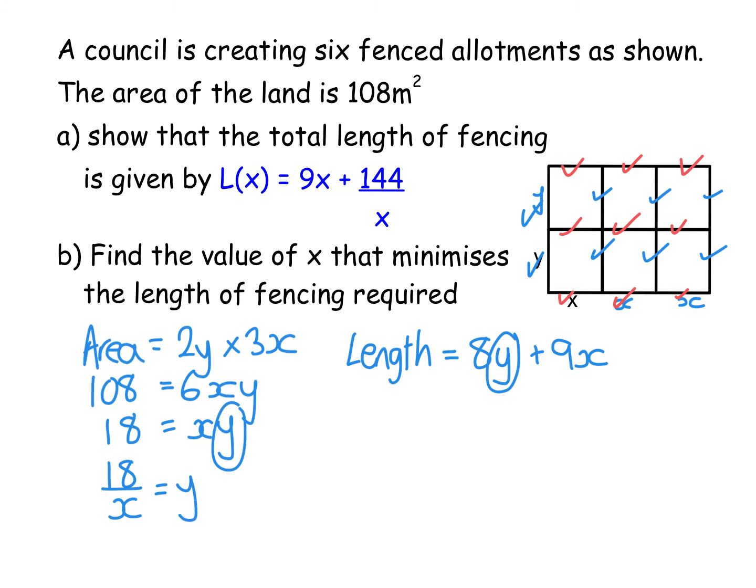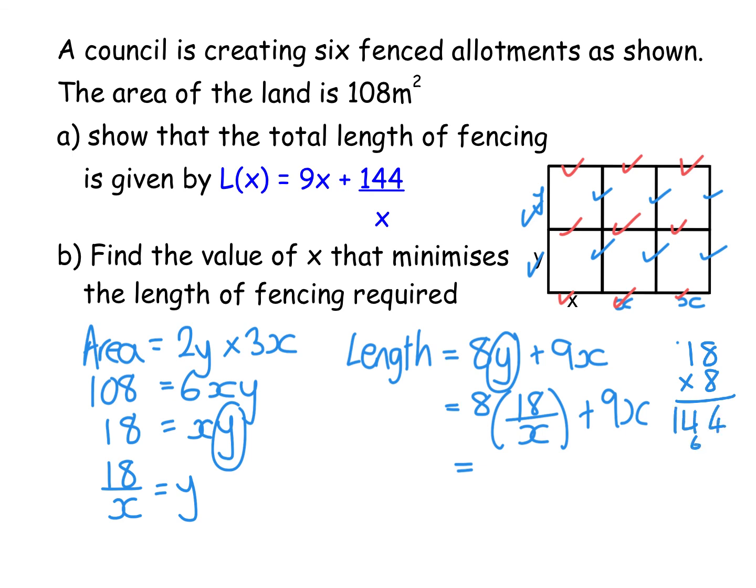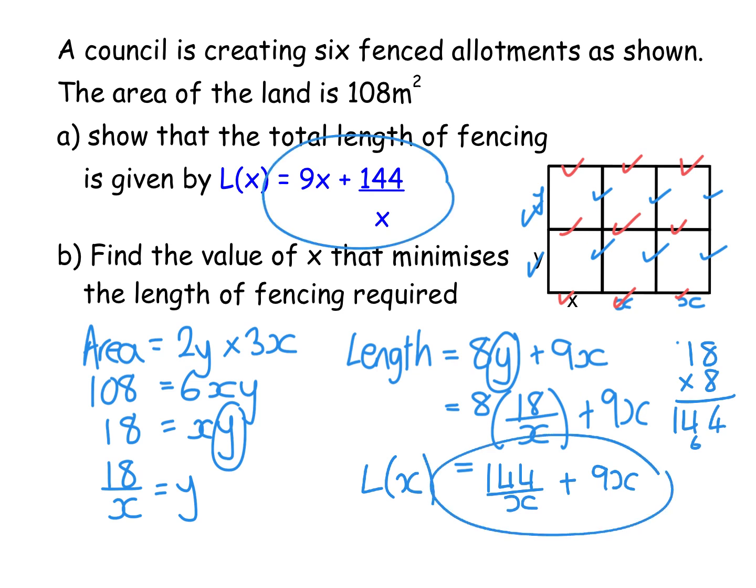Now, just getting there has got me my first mark. So I'm going to replace y with 18 over x. So I have 8 times 18 over x plus 9x. Now I need to do 8 times 18, just to double check. It should be 144. 8 8s are 64, 8 1s are 8, it's 144. So this gives me 144 over x plus 9x. Now that is my proof. I have the same thing as up here, it's just back to front. So that's okay, I've done my show that bit.